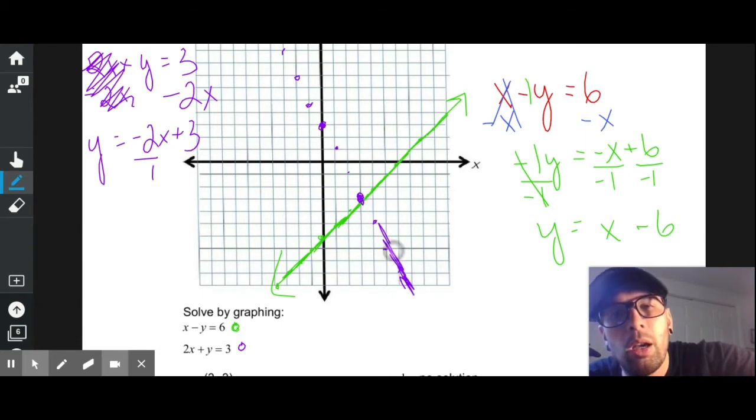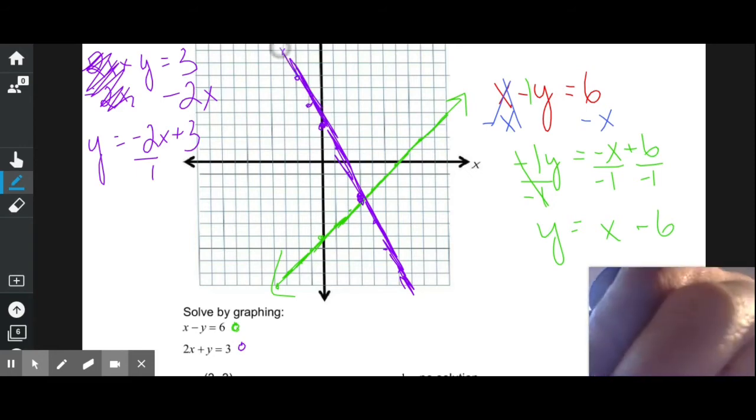Oh my gosh, drawing lines with the touch screen is not fun at all.